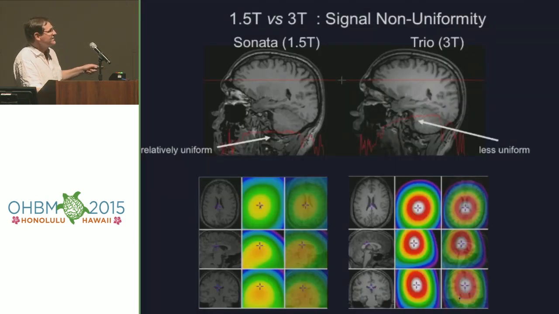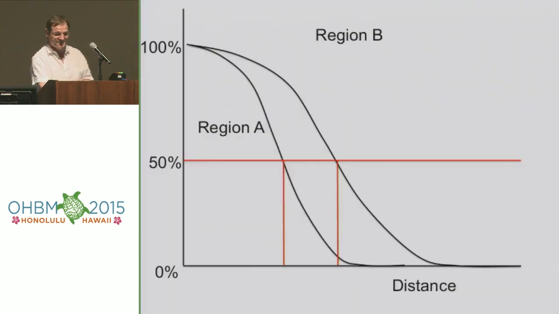The problem gets worse as you go to higher field. This is the bias field at 1.5 Tesla. This is the bias field at 3 Tesla. You see the profiles there, which is not good for 1.5, and it's really bad for 3 Tesla. So this has to be dealt with before you can do anything.